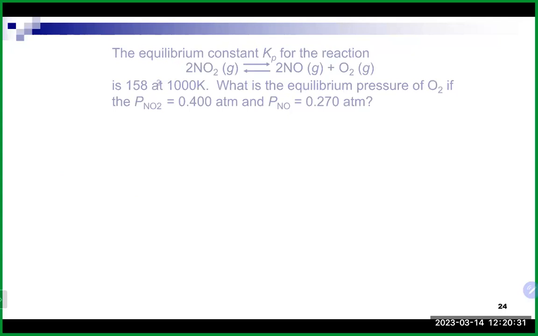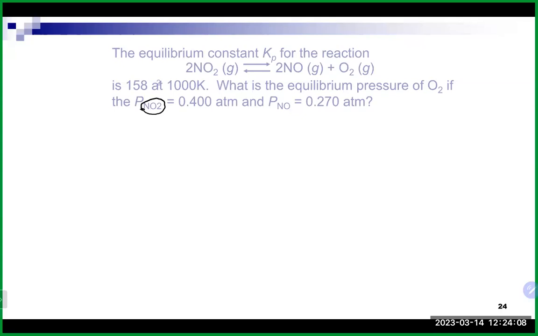The equilibrium constant Kp for this reaction is 158. What is the equilibrium pressure of O2 if the partial pressure of NO2, and again, on your paper it may not specify, we'll do the first guy as NO2, is equal to 0.4, and the partial pressure of NO is 0.70? That's what you have on your paper, or you don't have it on your paper? So we'll go with NO2 for the first one there, is 0.4.